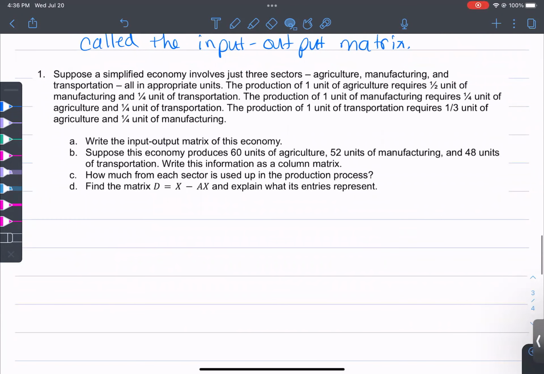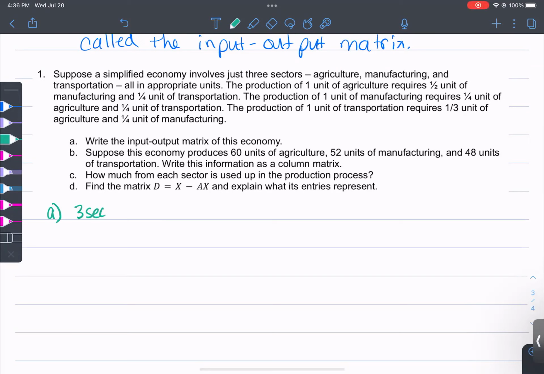So number one says, suppose a simplified economy involves just three sectors: agriculture, manufacturing, and transportation, all in appropriate units. The production of 1 unit of agriculture requires half a unit of manufacturing and a quarter of a unit of transportation. Production of 1 unit of manufacturing requires 1/4 of a unit of agriculture and 1/4 unit of transportation. And the production of 1 unit of transportation requires 1/3 unit of agriculture and 1/4 unit of manufacturing. So step one, part A, asks us to write the input-output matrix of this economy.